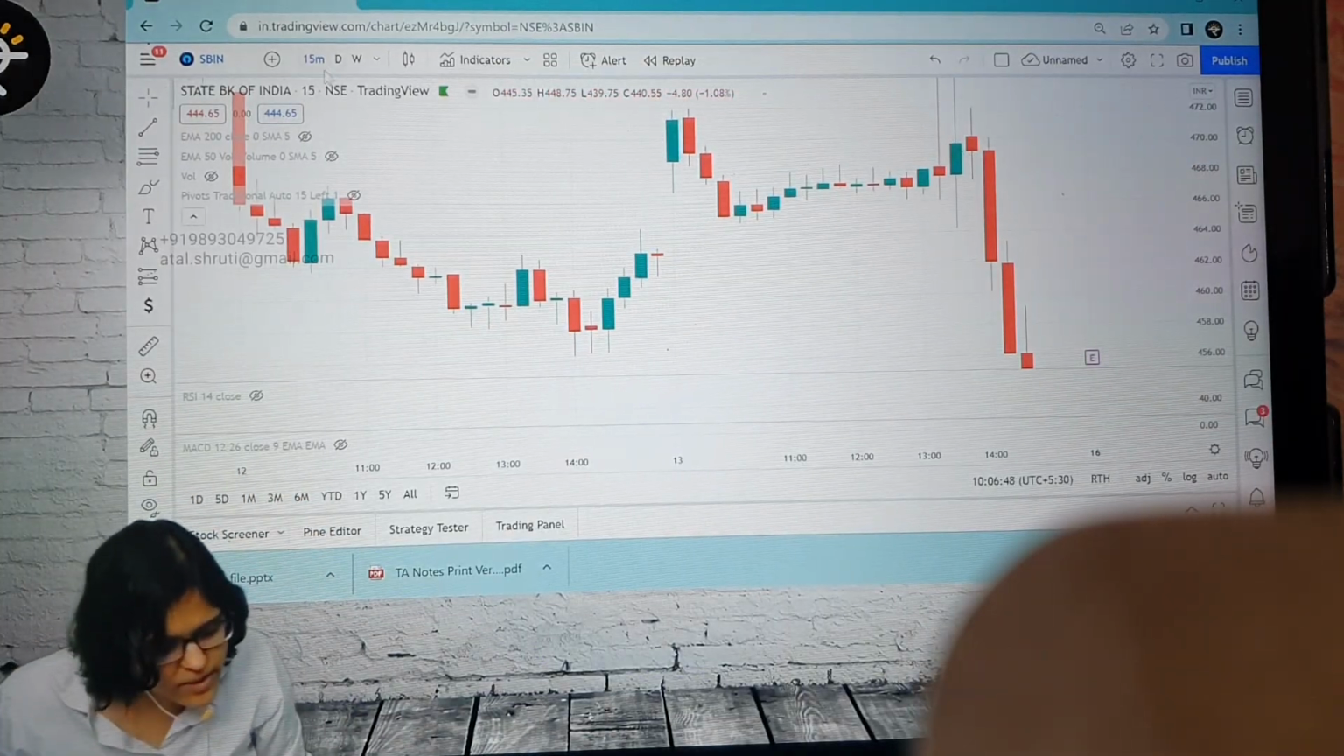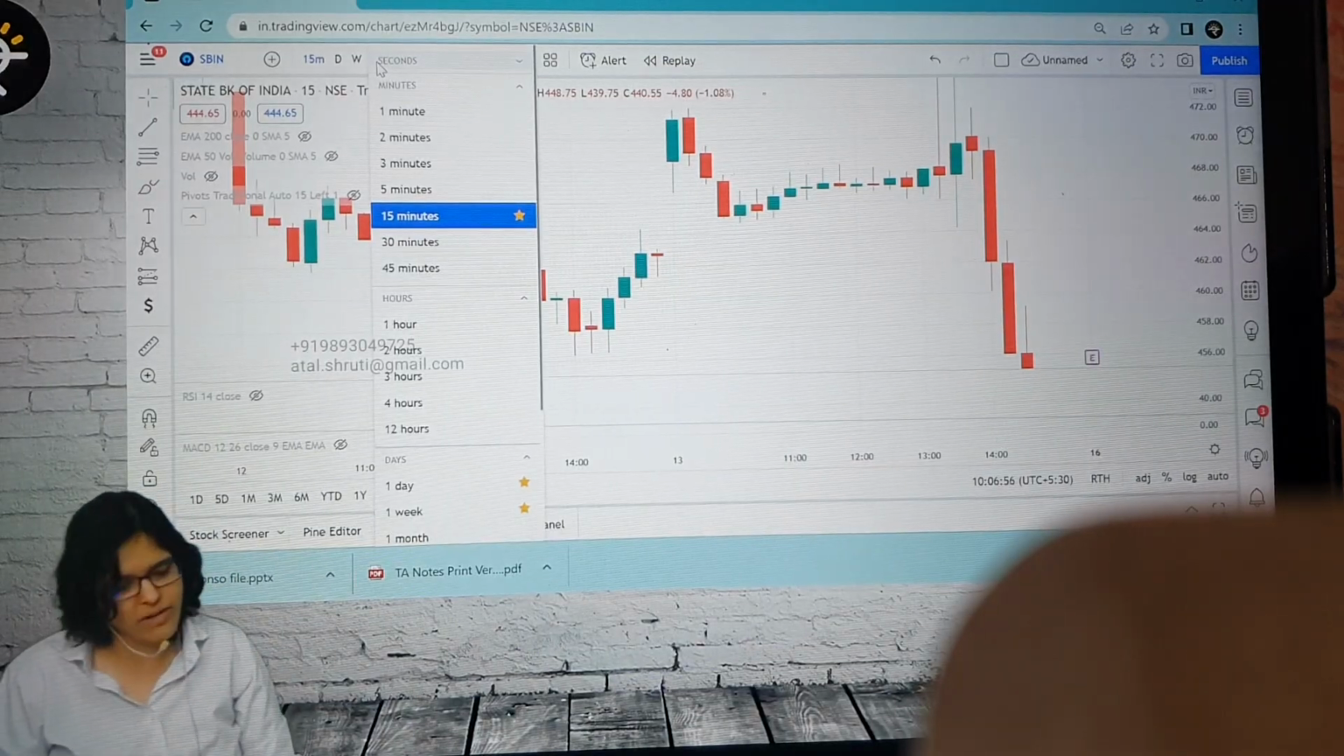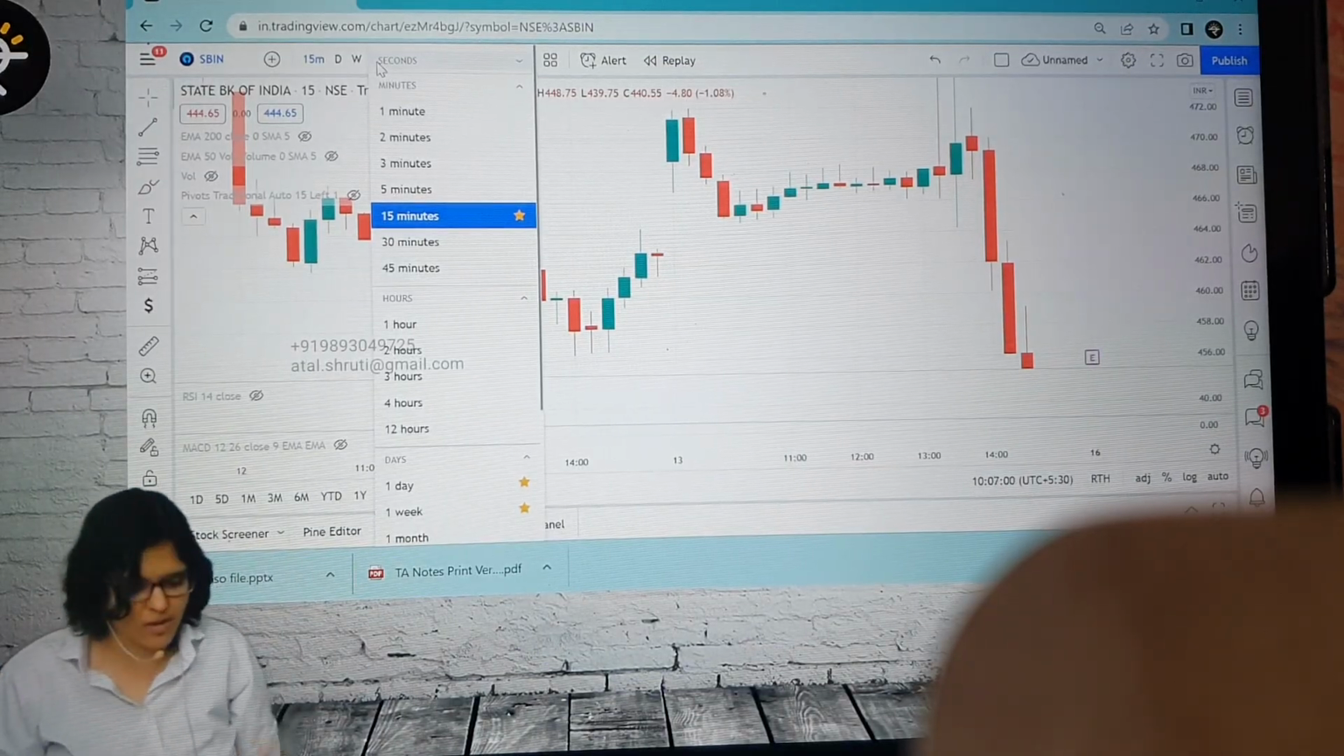Can we have only these 15 minutes, day, week? And here can you see a drop down? I'm clicking on the drop down. Oh. You can have 1 minute candle, 2 minutes candle, 3 minute candle, 5 minute candle. Whatever you want, you can take.